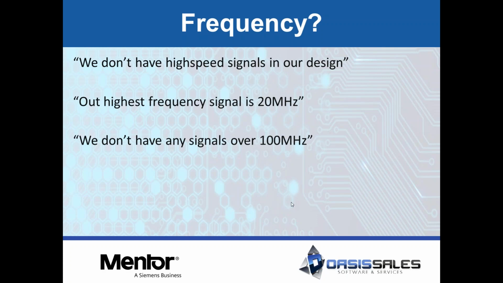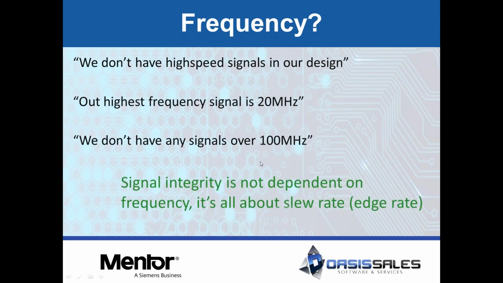Everyone says, well, we don't have any high-speed signals in our designs. Our highest frequency is 12 megahertz, 20 megahertz, 50 megahertz. I don't think that any of that would cause issues regarding signal integrity. And many years ago, that was probably the case. I mean, I'm talking like 10 years ago. Many say, oh, we don't have any signals over 100 megahertz, because a lot of people think that when you start getting up into the 100+ megahertz range, that's when signal integrity issues start to arise. But that is 100% not the case.